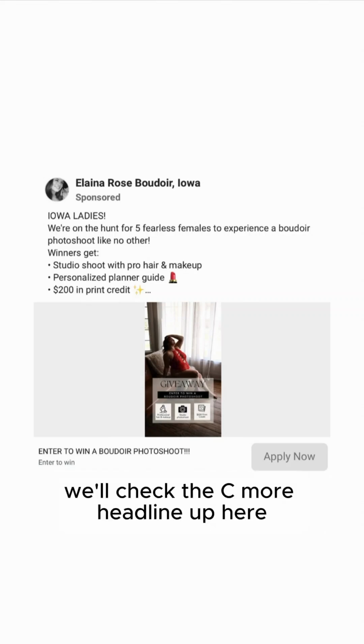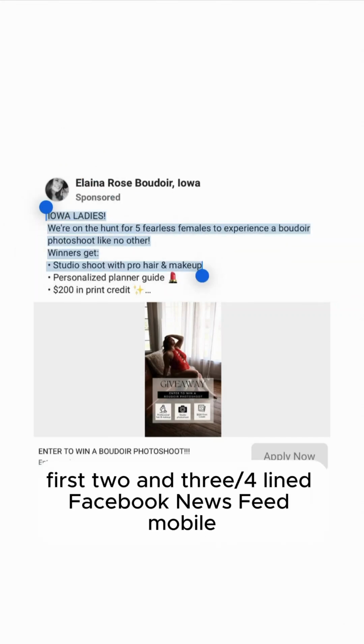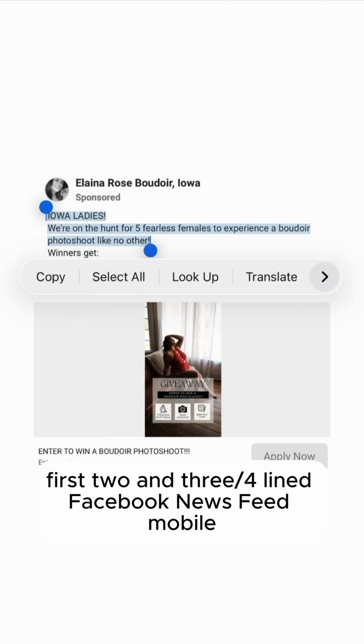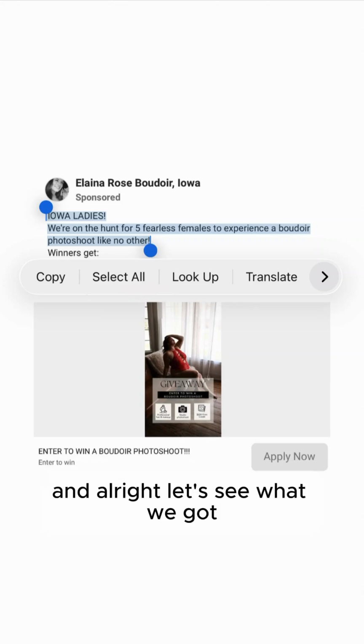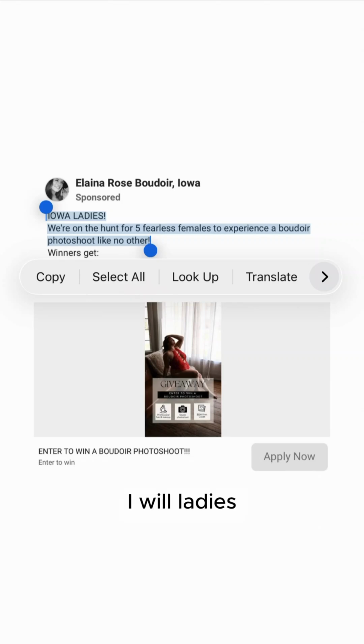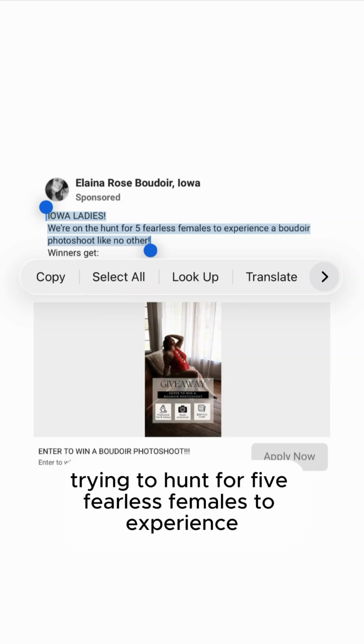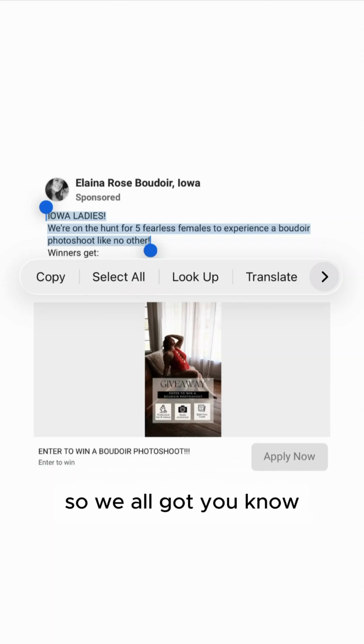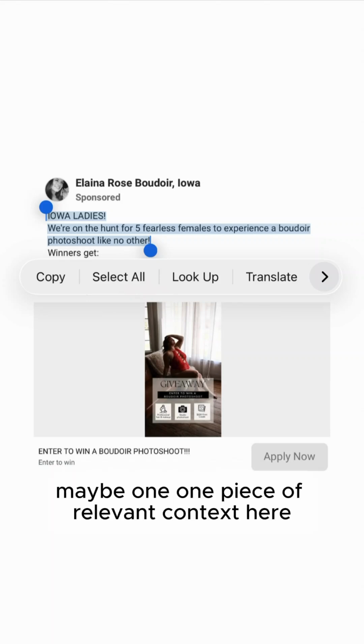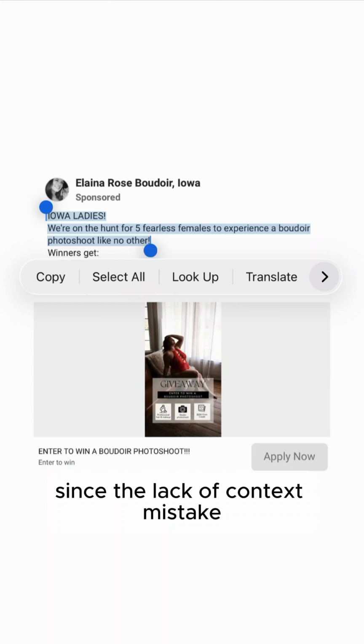All right, finally, we'll check the see more headline up here, first 2 3/4 lines, Facebook newsfeed mobile. And all right, let's see what we got. I have a ladies around the hunt for 5 fearless females experiencing Boudoir photos she liked. All right, so we only got maybe one piece of relevant context here. So it's the lack of context mistake.